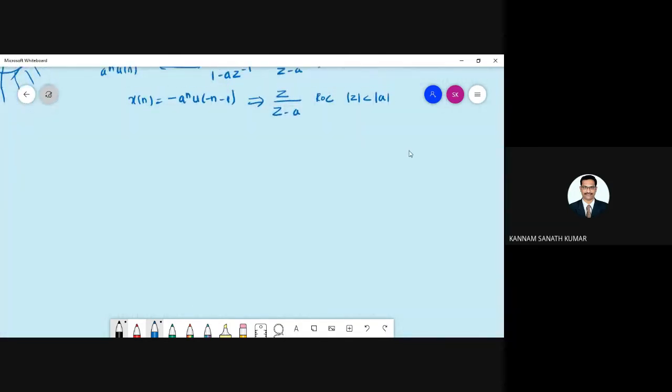If you want an explanation for this, I will tell you. If not, I will go on to the next problem. For this problem you will get the same Z transform, but the ROC is mod z less than a. How do you get it? This is a non-causal, infinite duration sequence. So if you define this function, x of n equals minus a power n for n less than or equal to minus 1, and 0 for n greater than or equal to 0. Here, that is u of minus n minus 1.